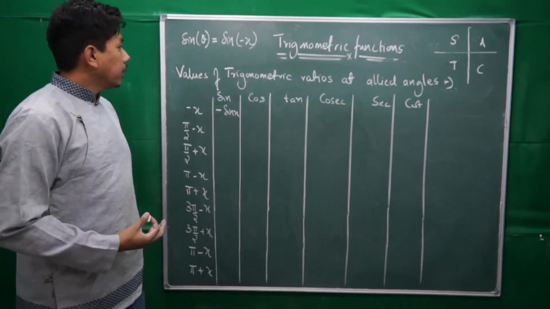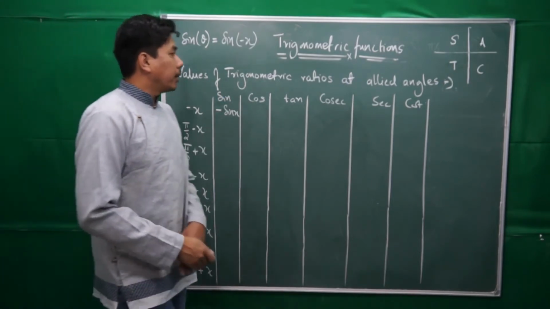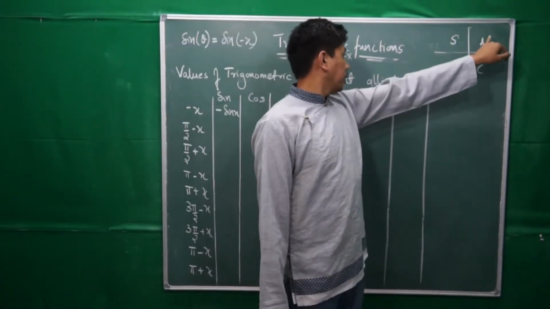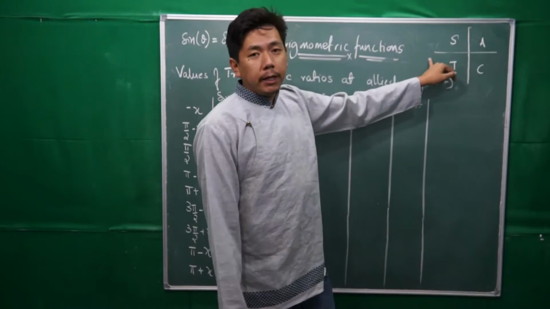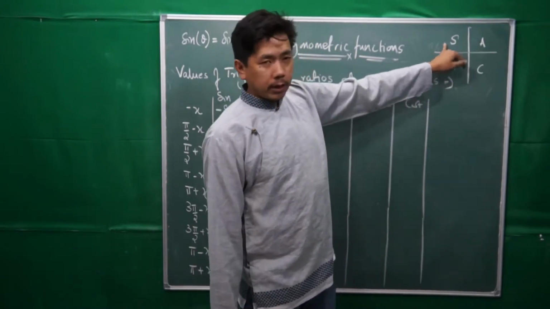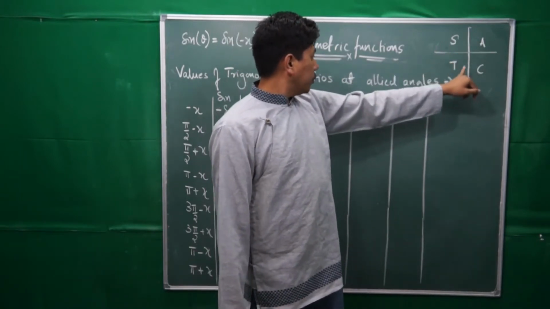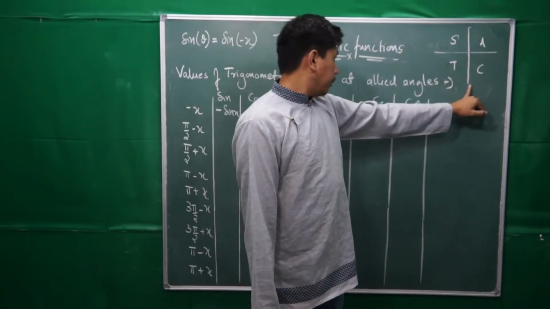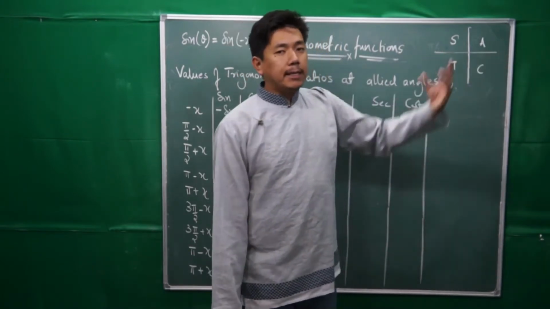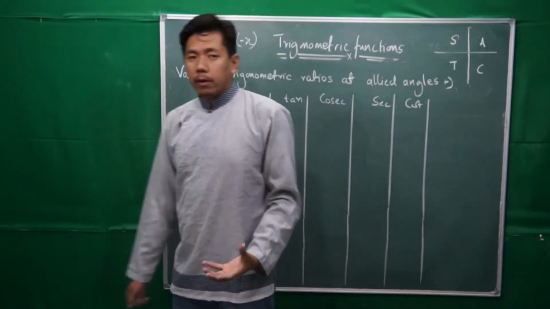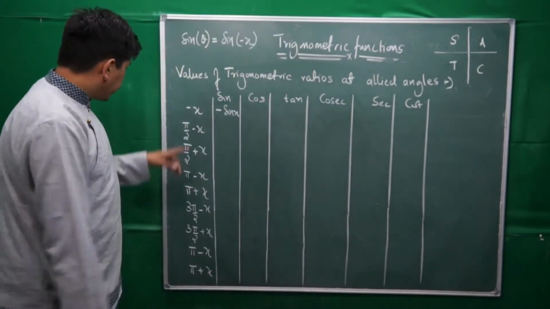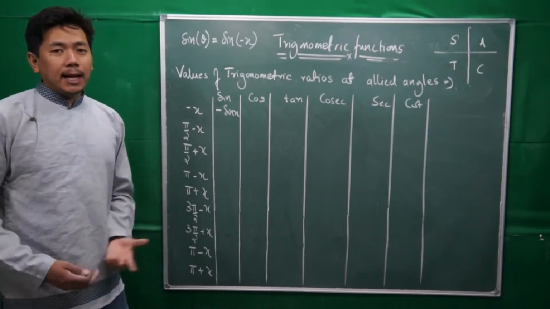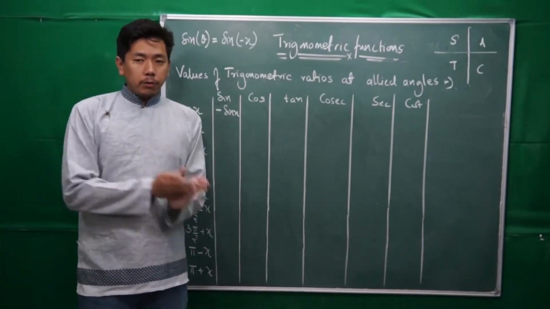It's clear from the above table, where we talked about 0 to 90 being positive, 90 to 180 being positive for sine and cosec, and from 180 to 270 tan and cot being positive. From 270 to 360 degrees, cos and sec are positive. So for sine of minus x, what is minus x? Let's say x is a certain angle in the range of 0 to 90 degrees.